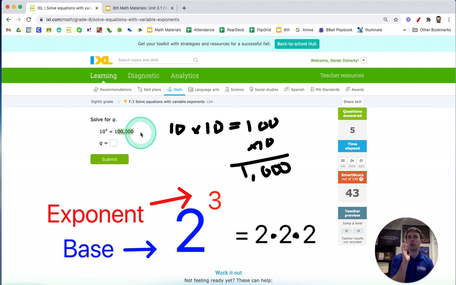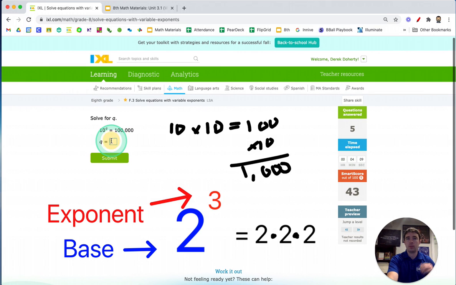100,000 is a 1 followed by 5 copies of 0. And that really means that this came from 5 copies of 10 multiplied together. So I'm going to save time. I'm not going to keep writing out times by 10 to get to 10,000, times by 10 to get to 100,000. I know there must be 5 copies of 10 to create a 1 with 5 zeros attached to it.